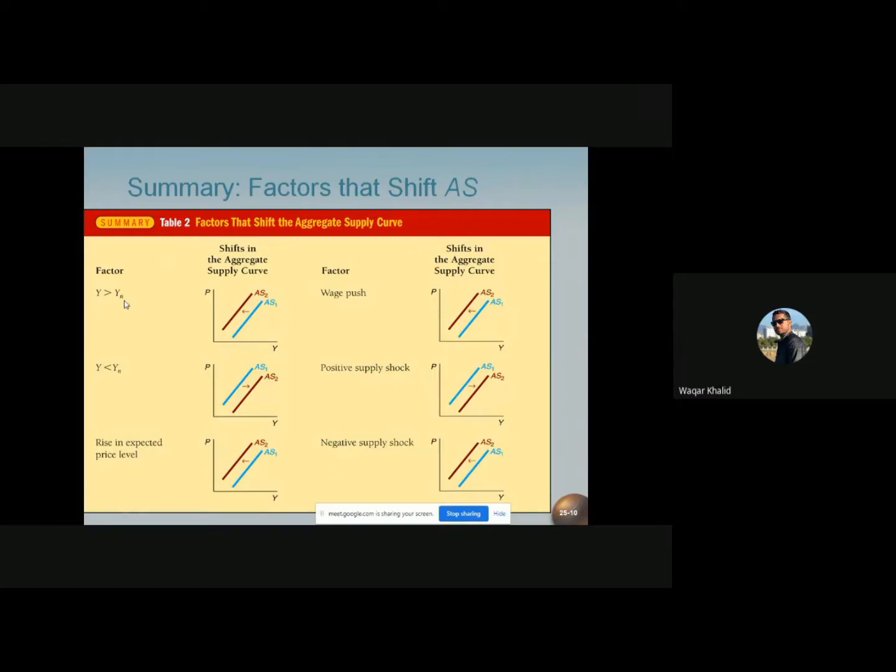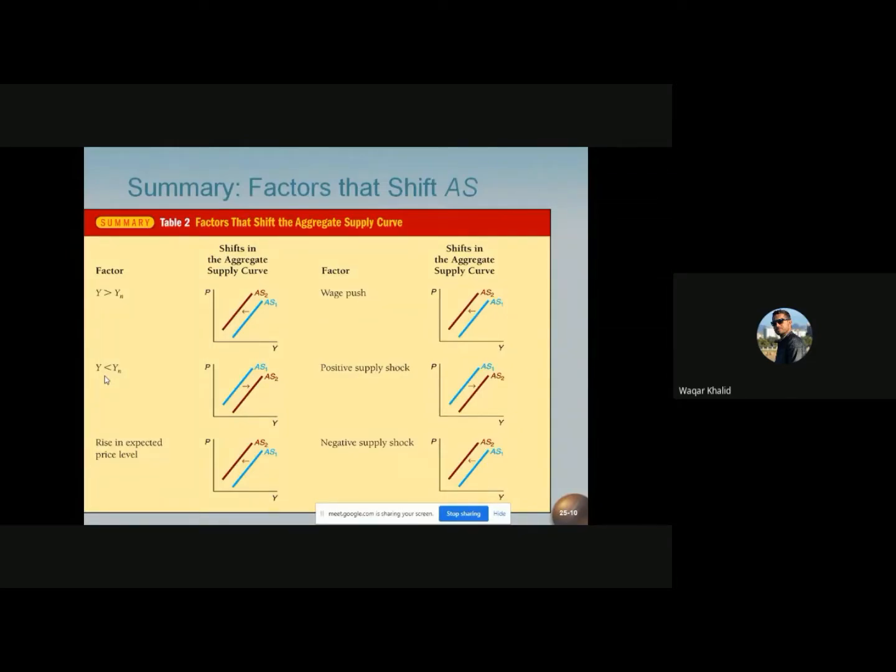Look at here. Suppose Y is greater than Yn, it means that the labor market is tight. What will happen? The aggregate supply curve will shift leftward from AS1 to AS2. But now look at here. When Y is less than Yn, we can say that the labor market is slack. The AS curve will shift rightward.